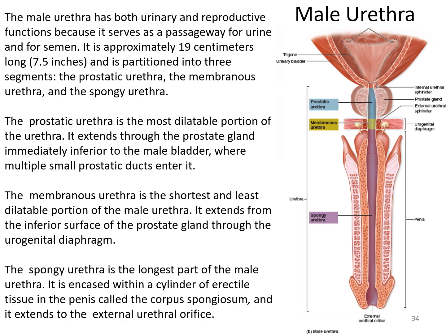So the male urethra serves a couple of different functions. It's actually part of both the urinary system and the reproductive system, because it serves as a passageway for both urine and semen, though not at the same time. It's about 19 centimeters long, and it's broken down into 3 segments.